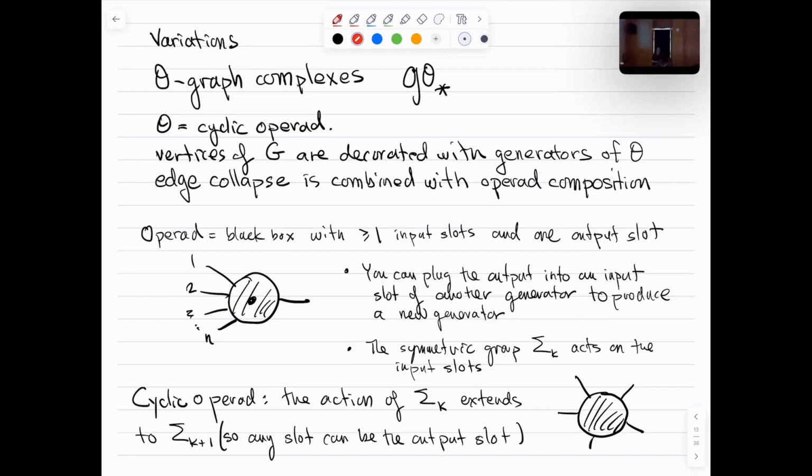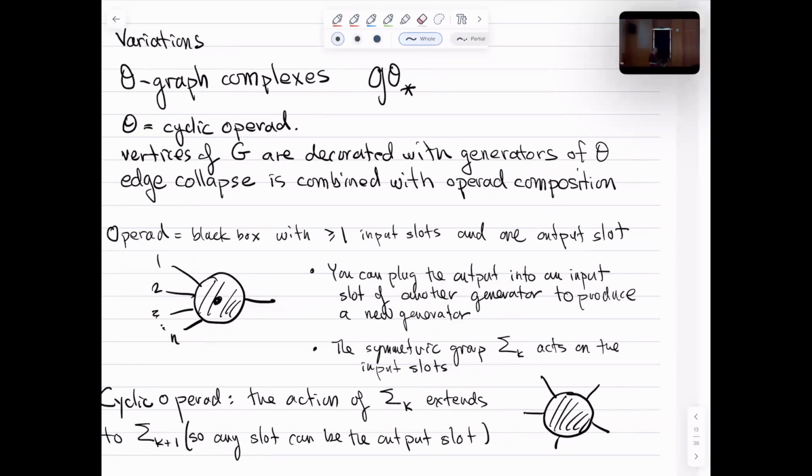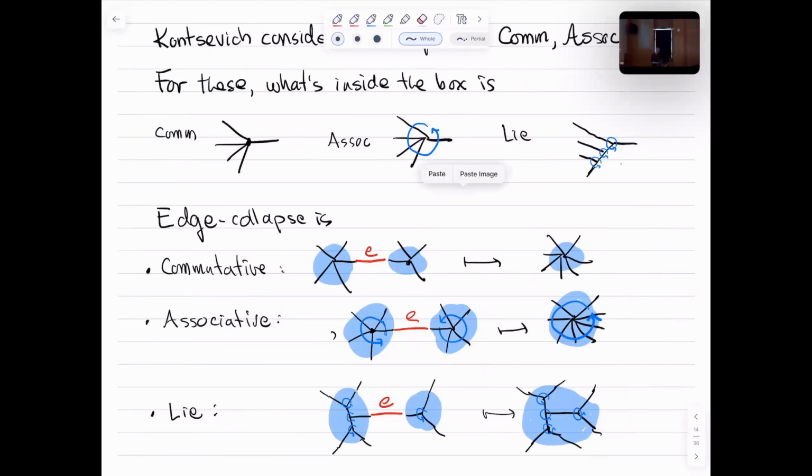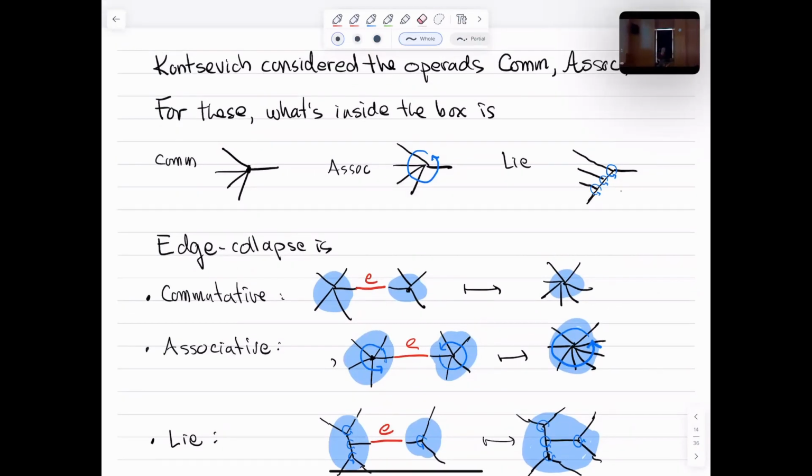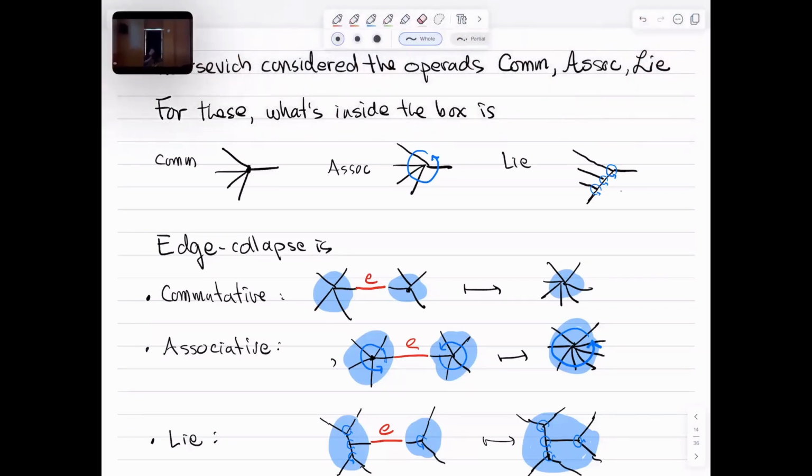The only examples I'll talk about in this talk are the ones that Kontsevich considered in the papers I listed at the beginning: the commutative operad, the associative operad, and the Lie operad.